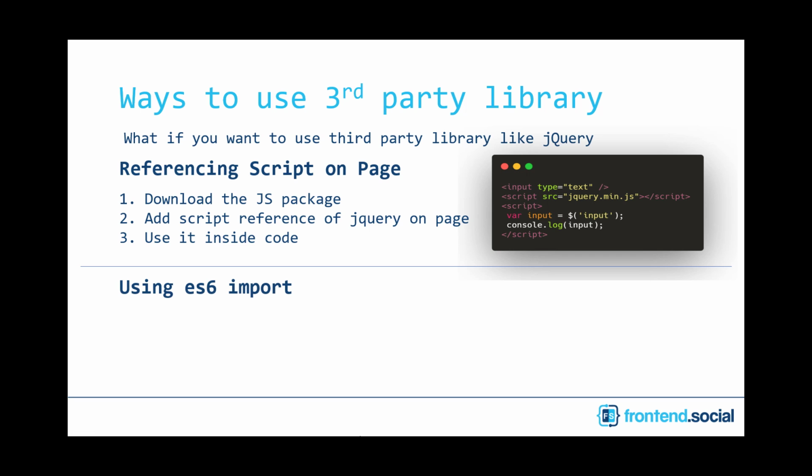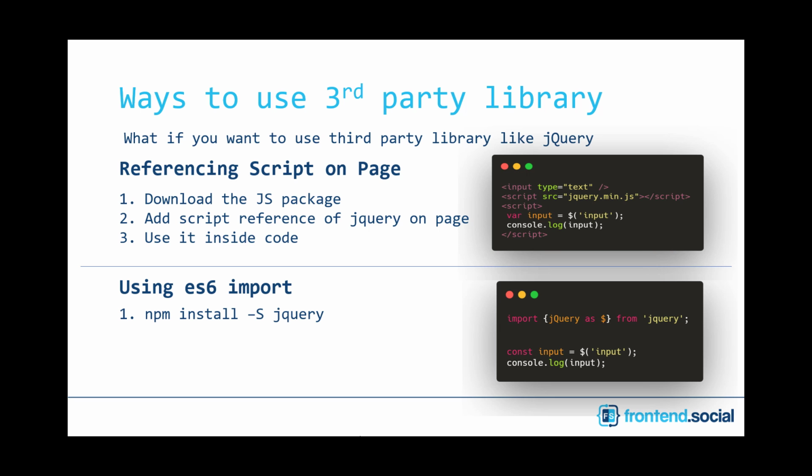Okay, the other way you can do it is using ES6 import. For that you have to install the jQuery npm package first, then import jQuery from the jQuery module and then use it inside your code. On the right-hand side you can see that before using jQuery, we have imported it from the jQuery module. Okay, we have seen how to use third-party libraries in JS.